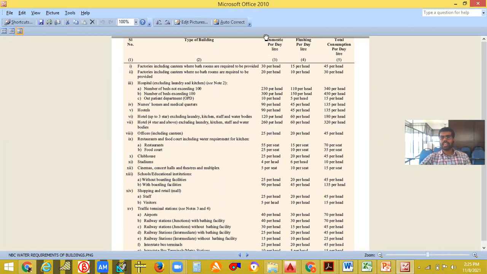Okay, and you can see here domestic usage per day, it gives in liters. And flushing you can see gives in liters, and total consumption. So they have already divided it into two.